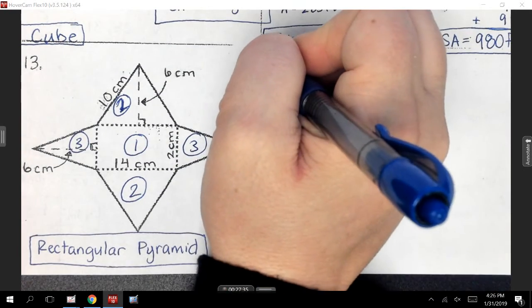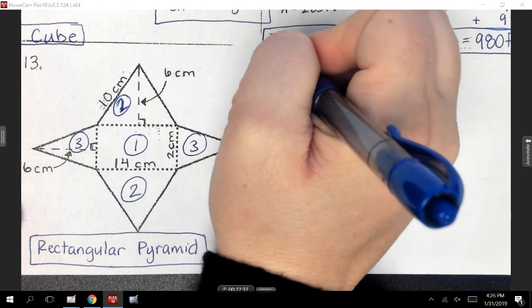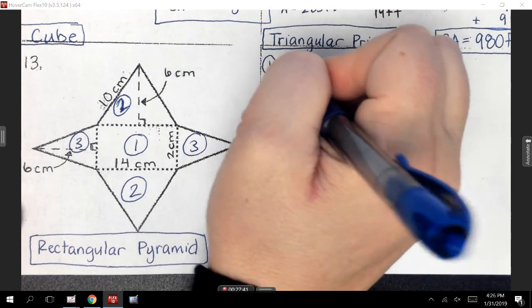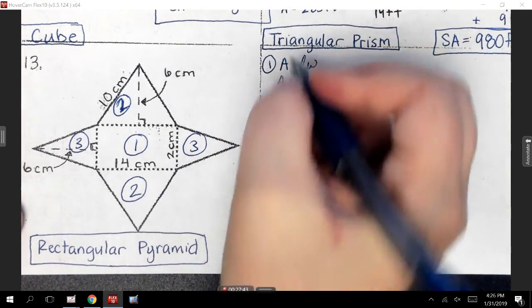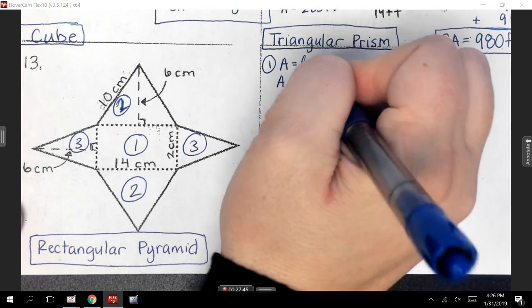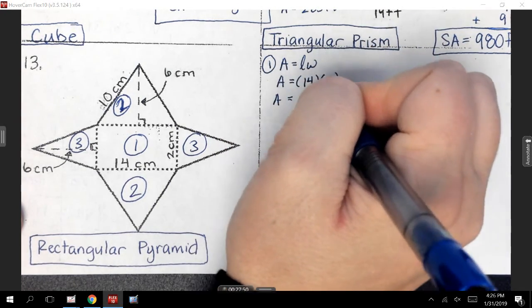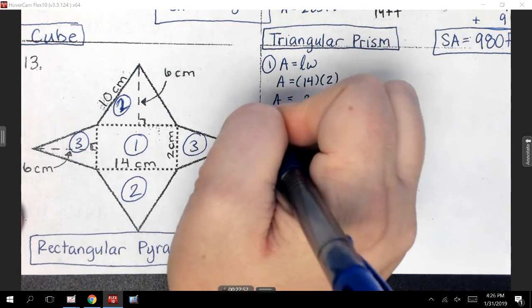All right, y'all did a really awesome job with that in class today, the people who got to it. So area equals length times width. So this is my rectangle that I'm doing, which says 14 and 2. So 14 times 2. So my area equals 28 centimeters squared.